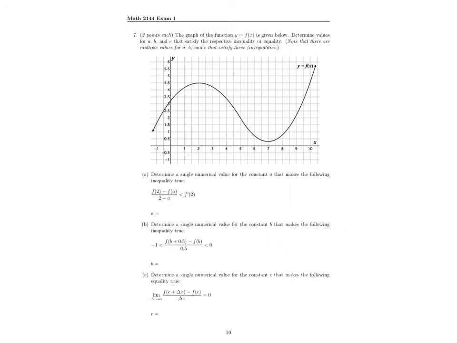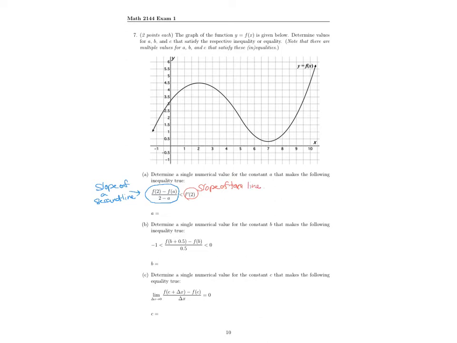Okay, so part A, for number 7, I'm given a graph, and then I have this question. Determine a single numerical value for the constant a that makes the following inequality true. Okay, so this part looks like an average rate of change of f. This is like an average rate of change or some slope of a secant line. And then this side over here is the slope of a tangent line, or an instantaneous rate of change.